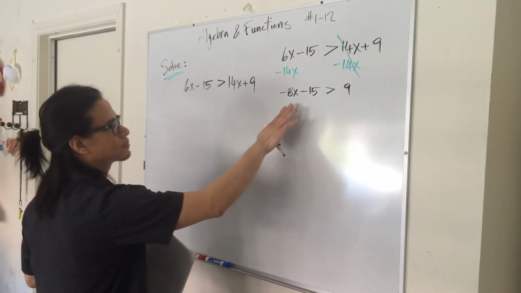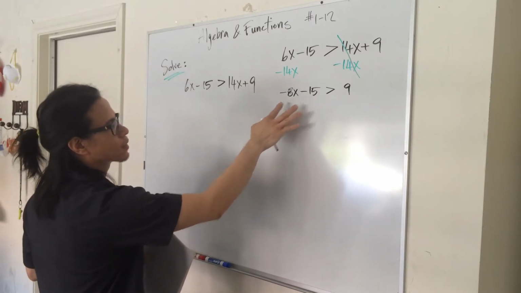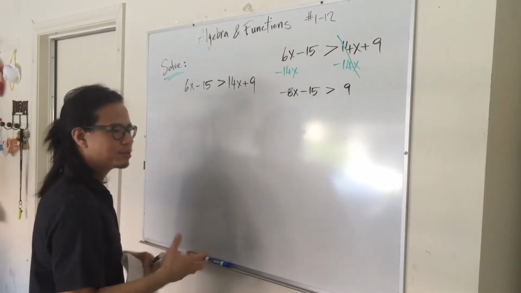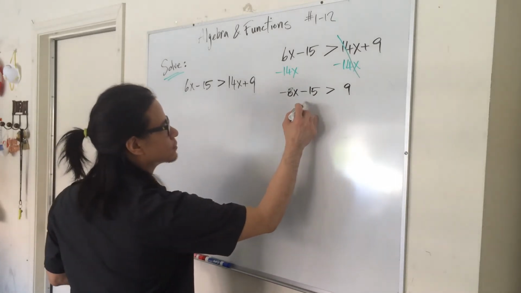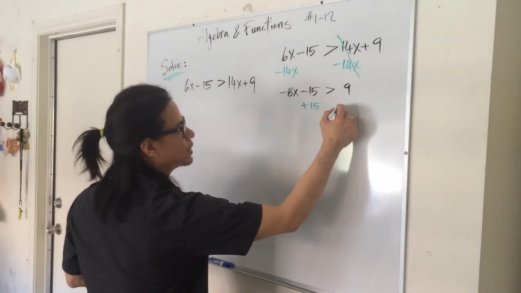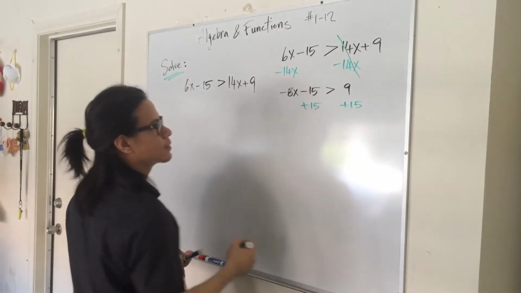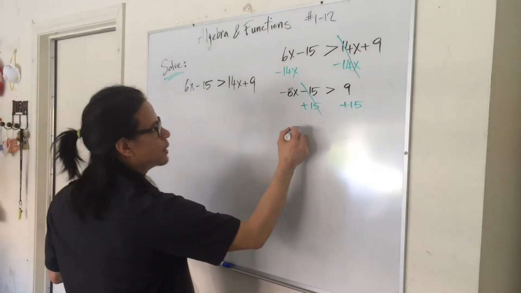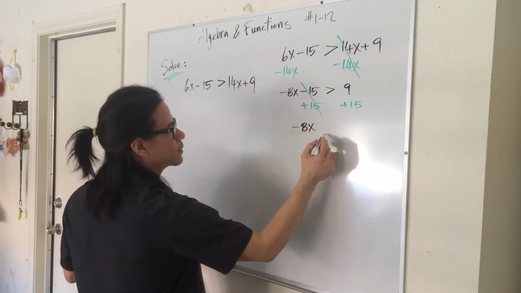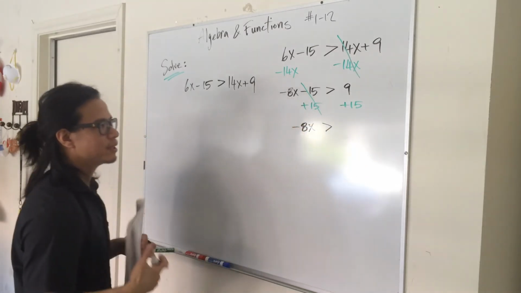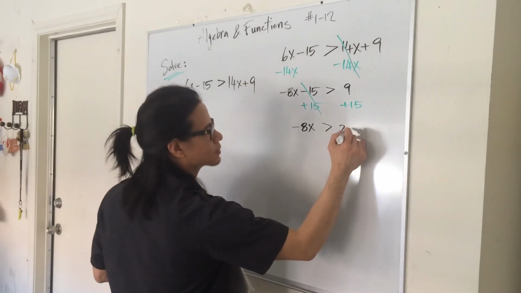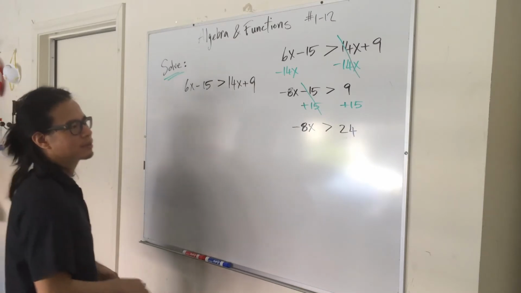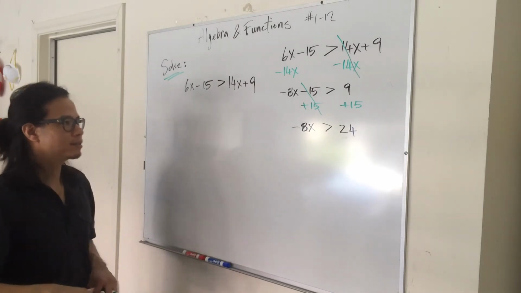Now watch the signs here. Okay, let's get rid of the minus 15. What's the opposite of minus 15? Add 15. That will cancel it out. Negative 8x is greater than 9 plus 15. So if you're able to make it this far, you should be able to take us home.